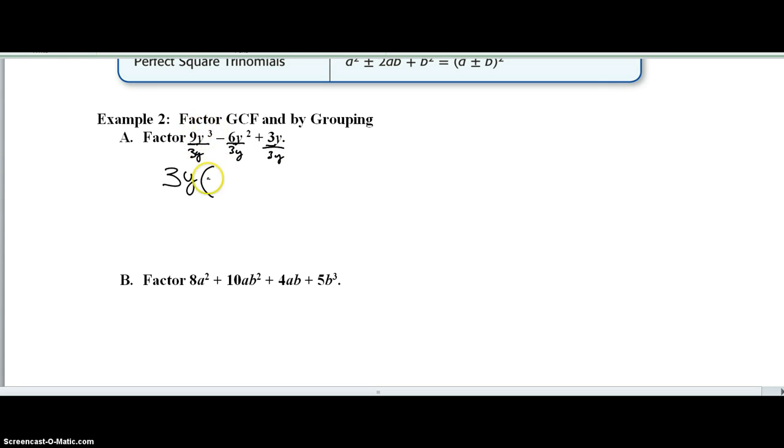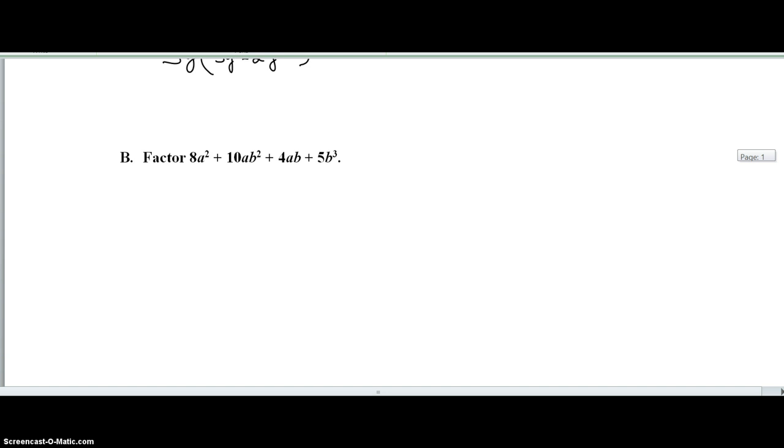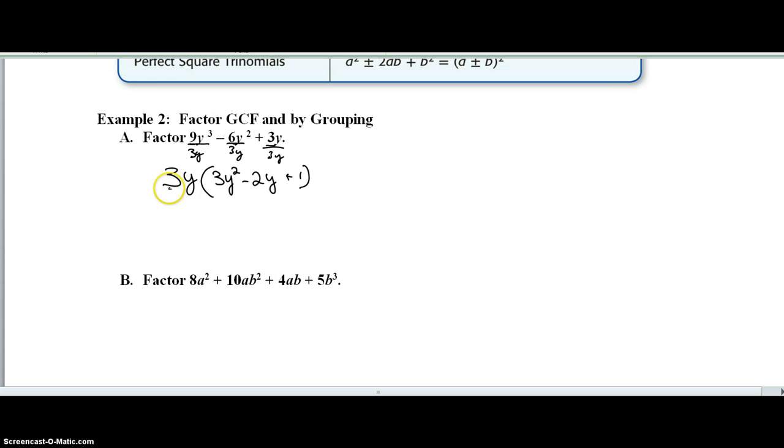So 9y divided by 3y is y squared. 6 divided by 3 is 2, y squared divided by y. So voila, there we go. We've factored by the greatest common factor. And the next step, actually, we always want to look and see what we can factor out with the greatest common factor before we try any other technique.